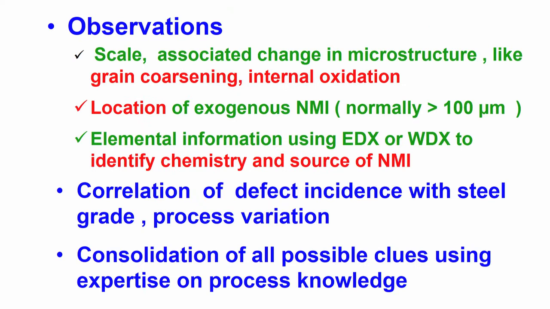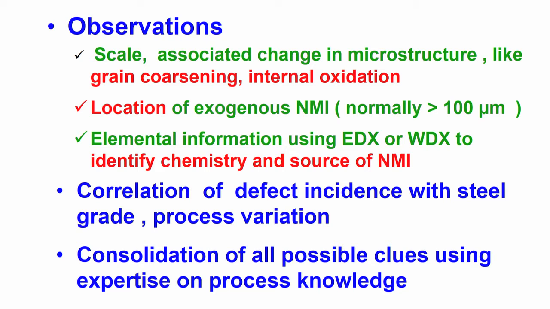These are the different common requirements. Then you actually observe it. What do you observe? Whether there is scale associated change in the microstructure due to the defect, whether the grain coarsening has been there, internal oxidation has been there. These symptoms are very important. This gives very important clues as to what has created the defect, where from it has generated.